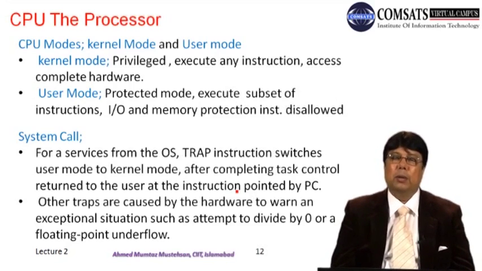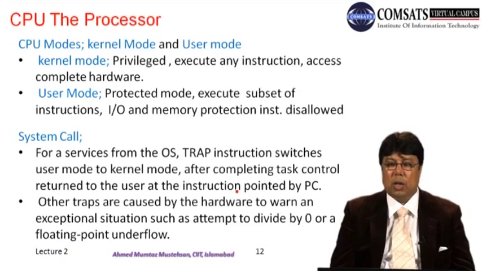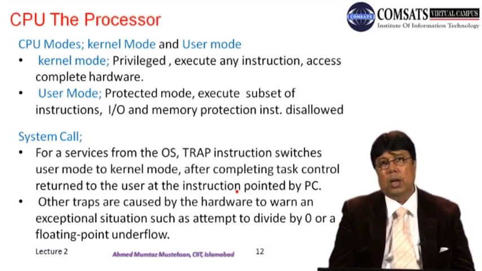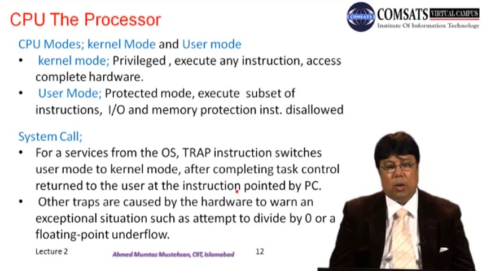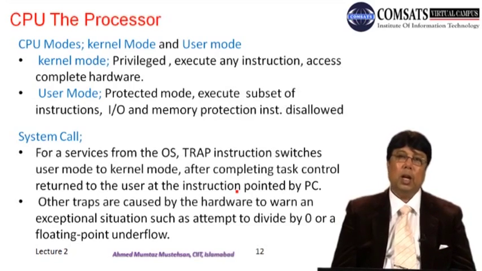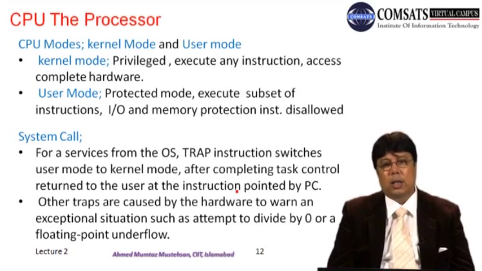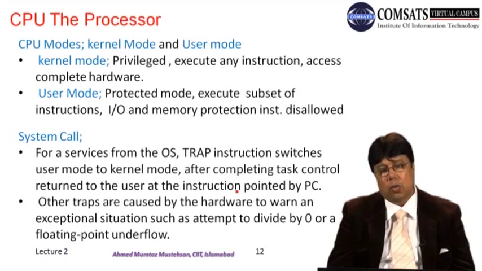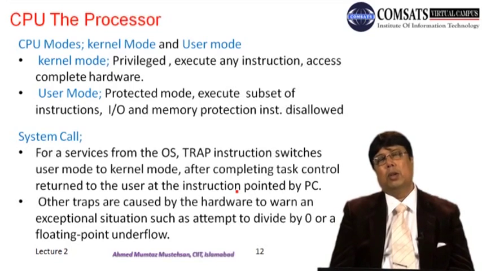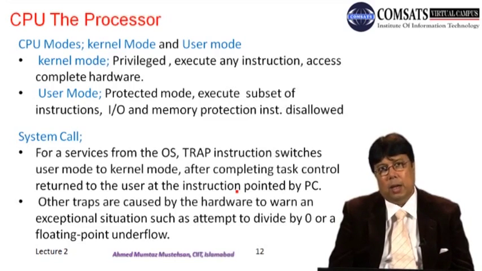So it does not have the privilege to execute each and every instruction, and as I already explained, certain IO and memory protection instructions are not allowed to be executed. Now, how then are the services provided to the end user? If the end user is not allowed to execute certain instructions, then how will these services be provided? This is the responsibility of the operating system to provide this service.